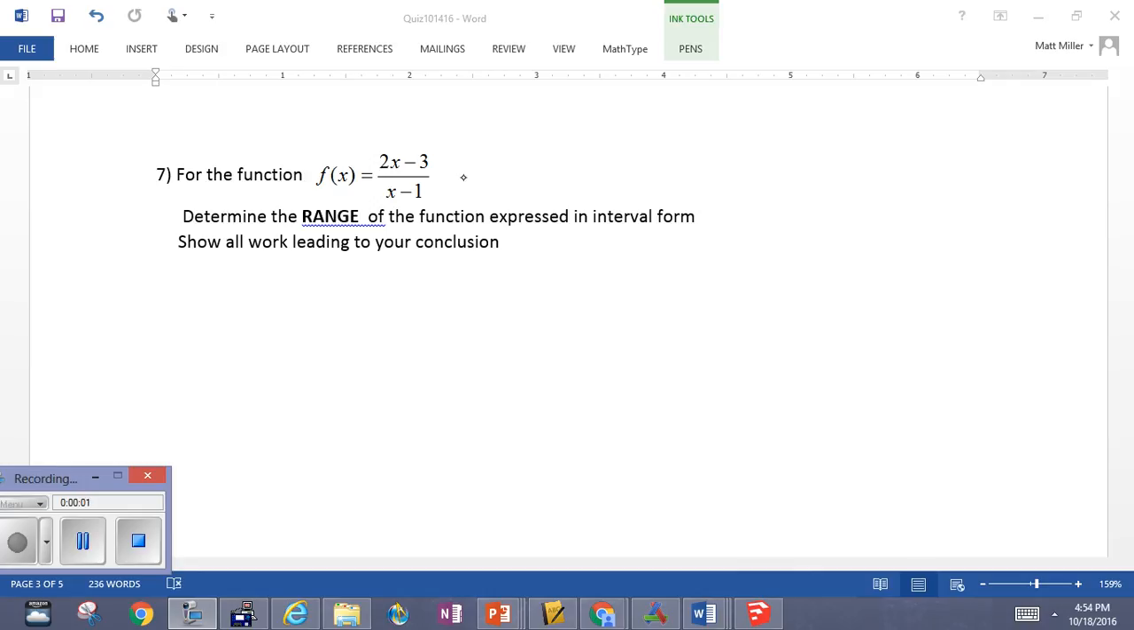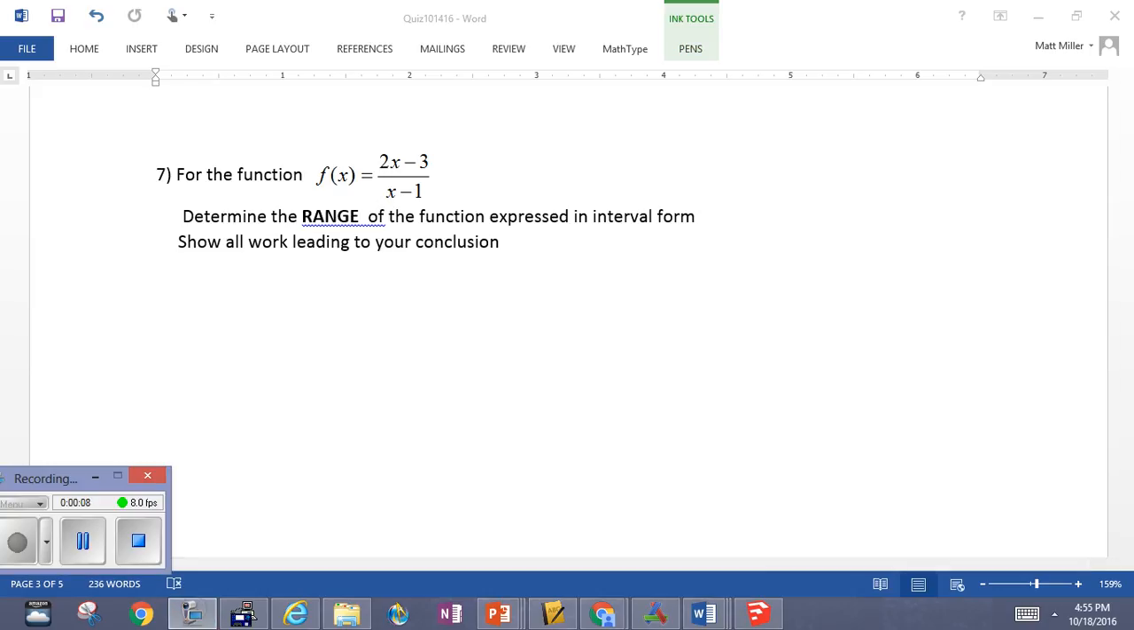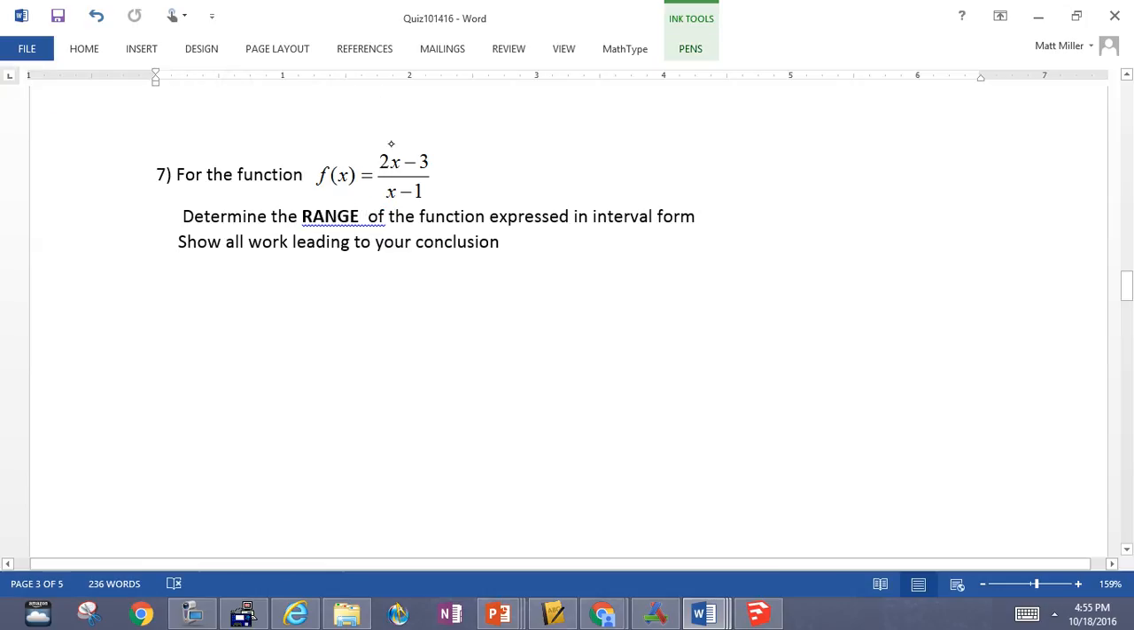In this problem, we're asked to determine the range. All right, so now let's talk about how we find the domain. The domain is determined by the values that cause a denominator to go to 0. And it's easy to see that x can't equal 1. So the domain is all values but 1.